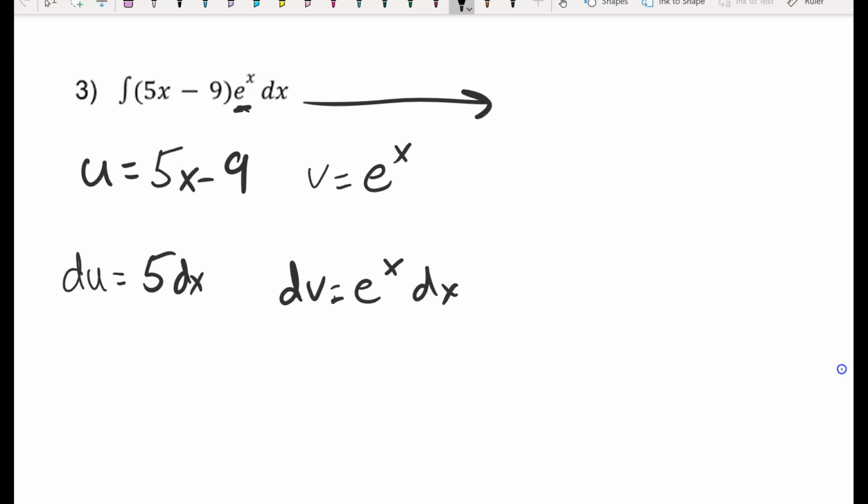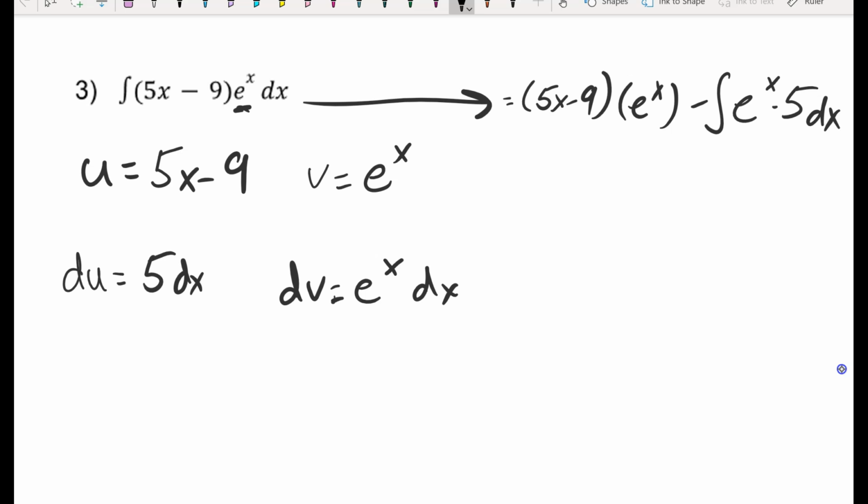Again, I'm going to start making some substitutions. u times v minus the integral of v du. This is just a constant times e to the x. I know how to deal with this. This would be the same thing as writing minus 5 times the integral of e to the x dx, because I could just pull it out as a constant being multiplied to my exponential there.